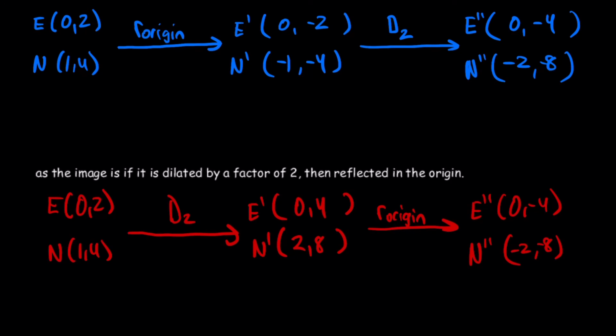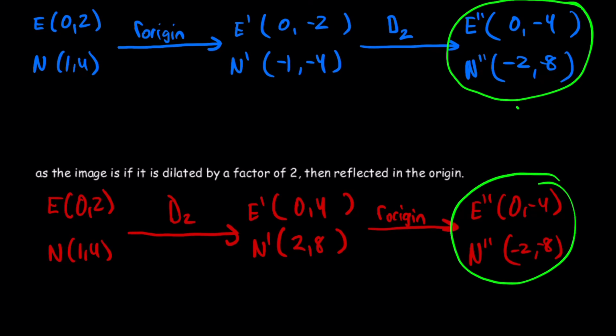So the question says, are they the same? So now what you have to do is compare your end results. Yes. The answer, I'll tell you right now, is not always going to be yes. It just depends on the transformations. But in this case, a reflection in the origin and a dilation of scale factor 2, if you change the order, you get the same result.